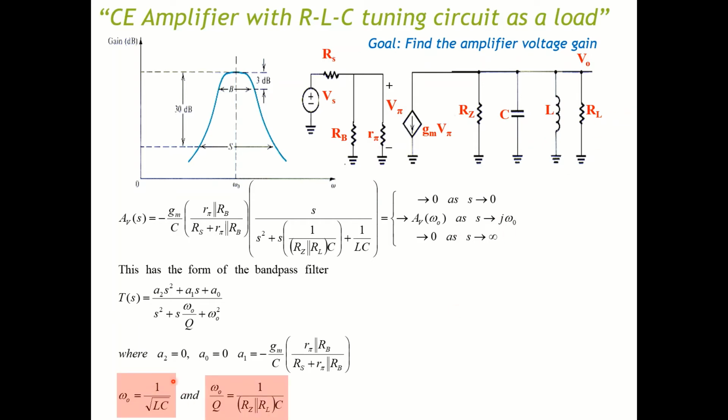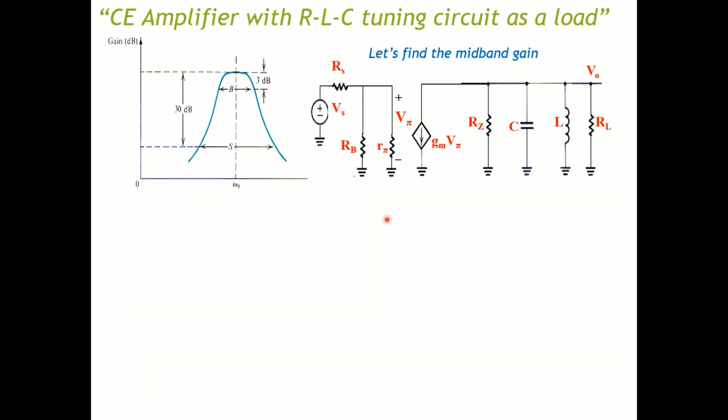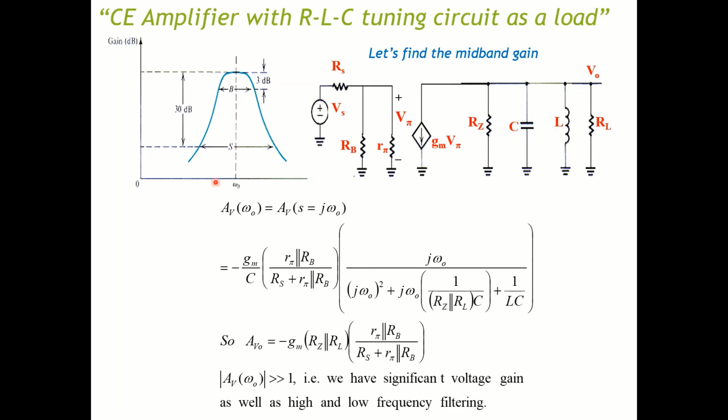So here are the two important things that you want to take note of. Okay, finally we want to find the midband gain. That means the magnitude of the transfer function at the resonant frequency. We know the term for the resonant frequency. Technically, all we need to do is plug in the resonant frequency, then find the magnitude of it. Then at the end, you have your gain.